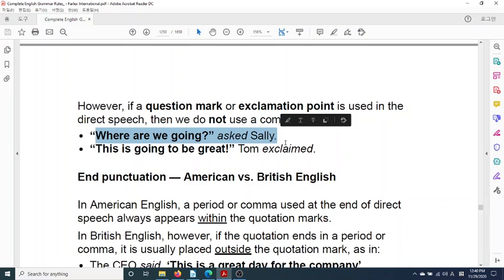"Where are we going?" asked Sally. Now, this is something that trips up a lot of people. You notice this "asked" is not capitalized. It's because it's not a new sentence. This is all one sentence. The question mark is not a real question mark. It's just marking that you say it in a questioning voice. "Where are we going?" asked Sally. It's actually one sentence. "This is going to be great," Tom exclaimed. The only reason Tom's capitalized is because it's a proper noun.